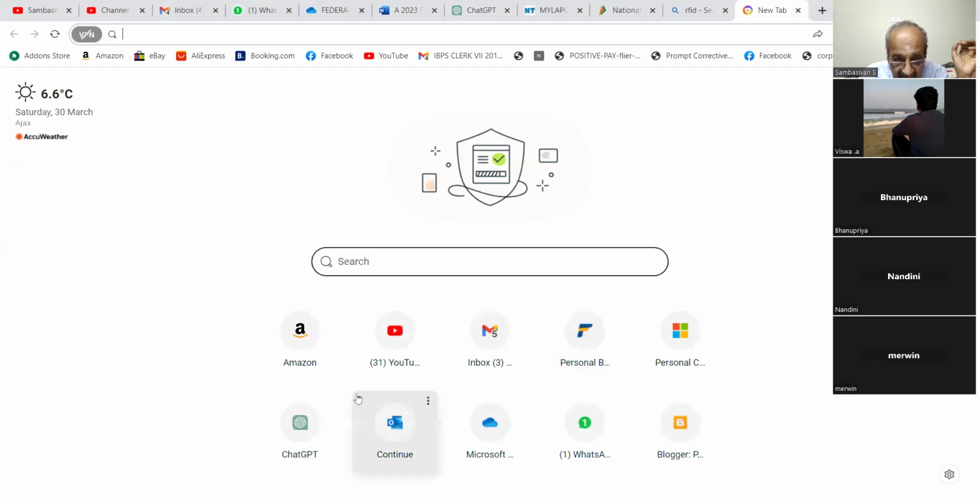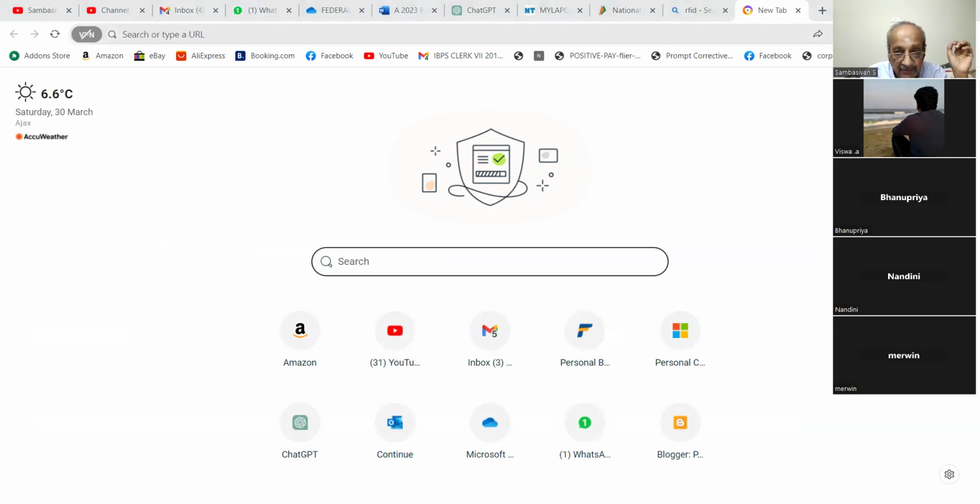Where is Facebook? Not here. Login Facebook. Some login page is coming. I don't know what it is. My page is not coming. Some problem in this. Only Google is visible in this browser. Now I am getting it. Yeah, this is my page.